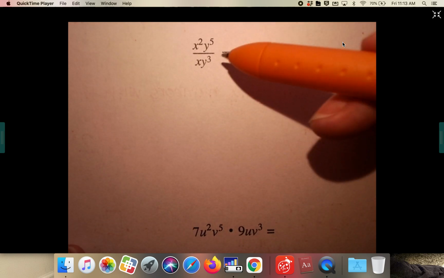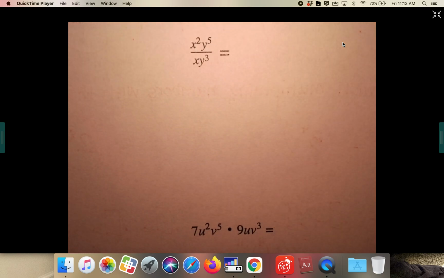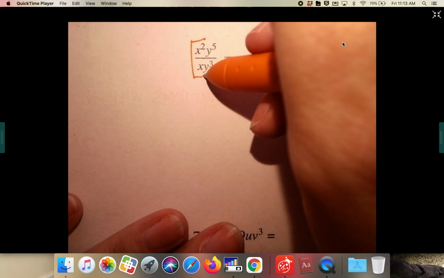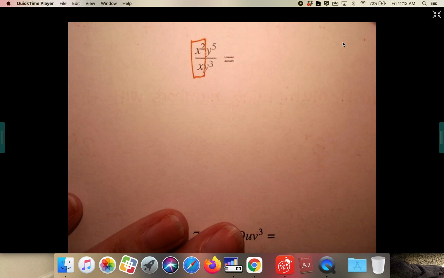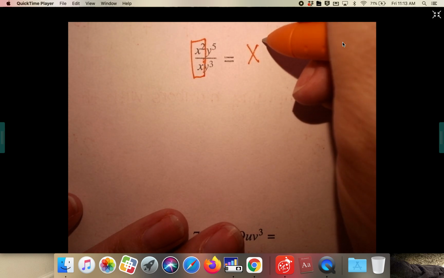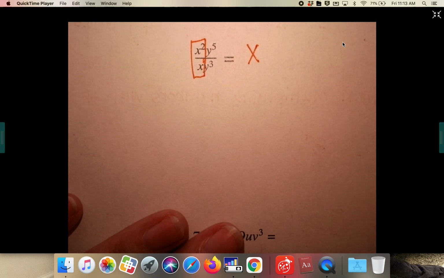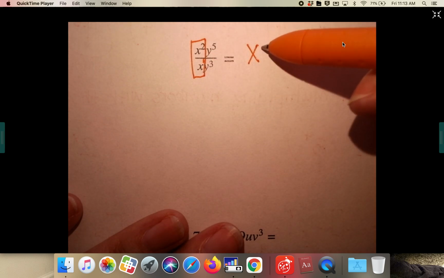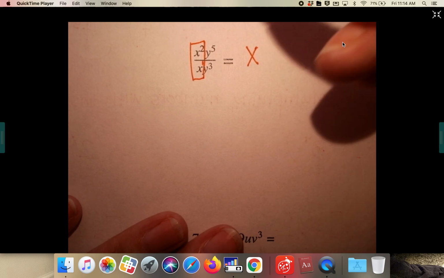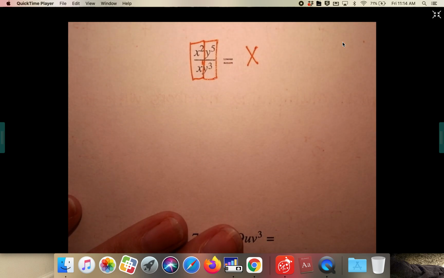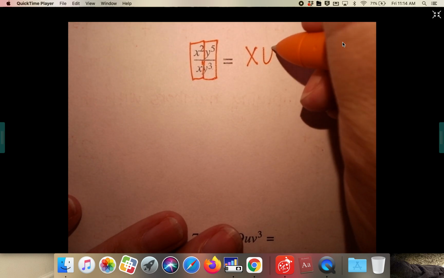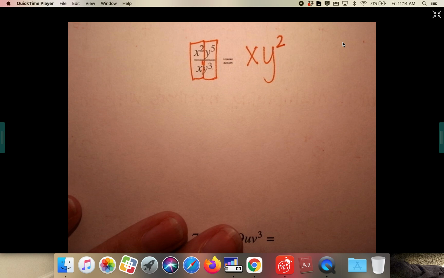All right, these are being divided, and remember, you can only subtract when you divide if they are the same base. So the x's are the same base. That is going to be 2 minus 1, which is x to the 1. Now I'm going to leave it invisible. 2 minus 1 is 1. Remember, 1s are invisible. So I'm just going to assume that there's a 1 there, but not write it. The y to the 5th over y to the 3rd. 5 minus 3 is 2. So that would be y squared.